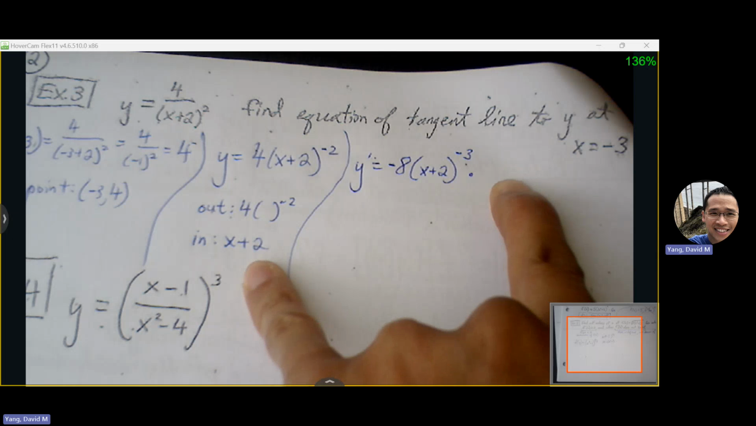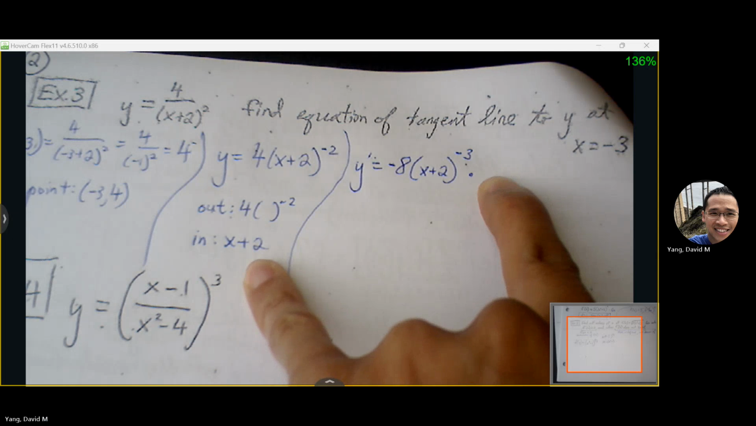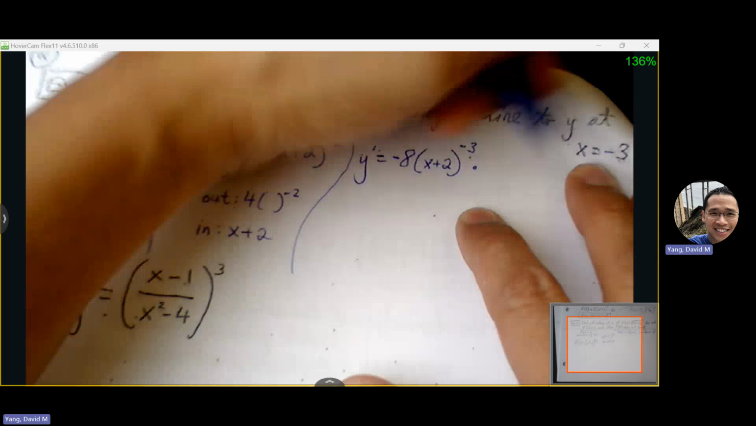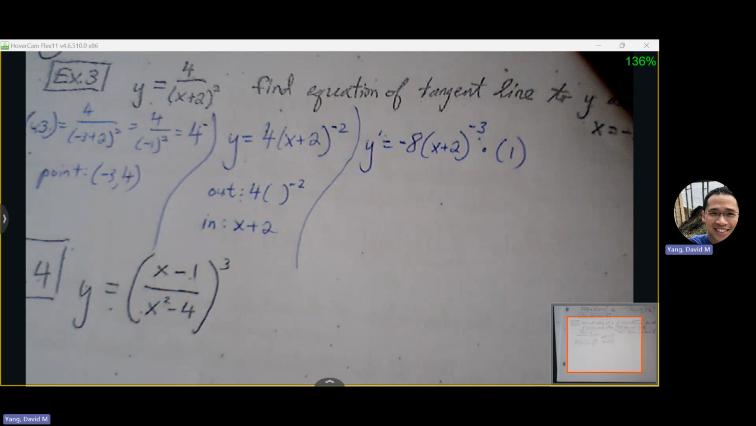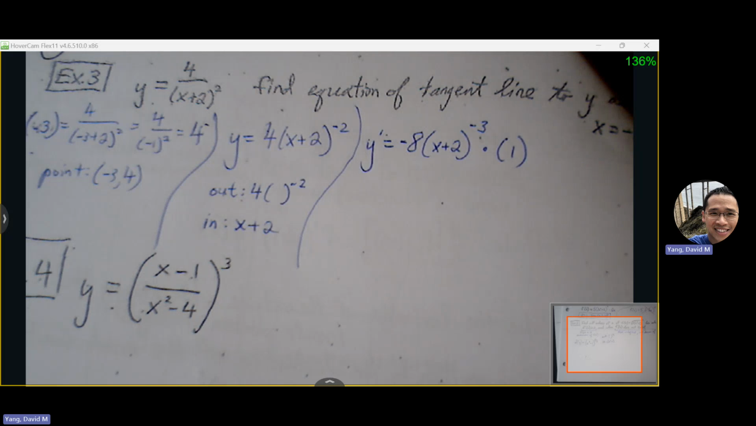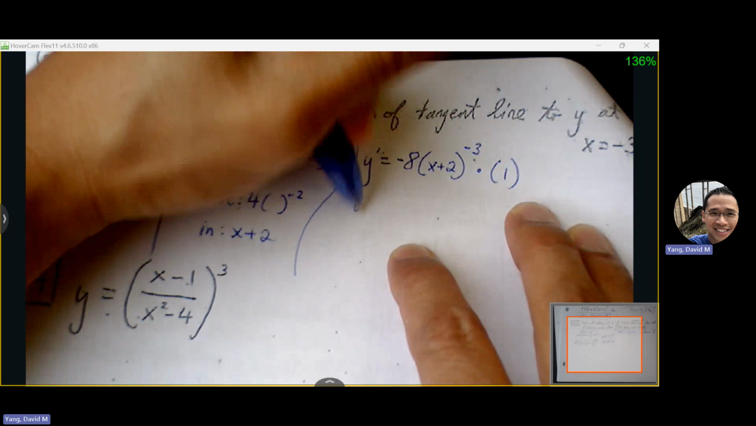So what's x plus 2's derivative? Just what? Okay, so there's my y prime. Okay, I'll clean up y prime, plug -3 in, get the slope, and then we can do point slope form.